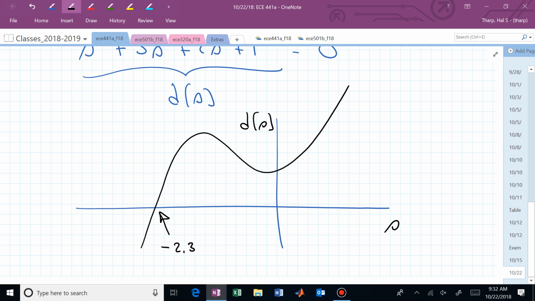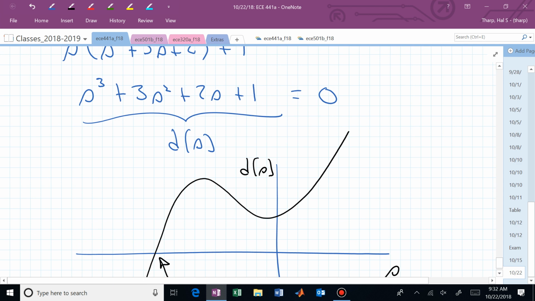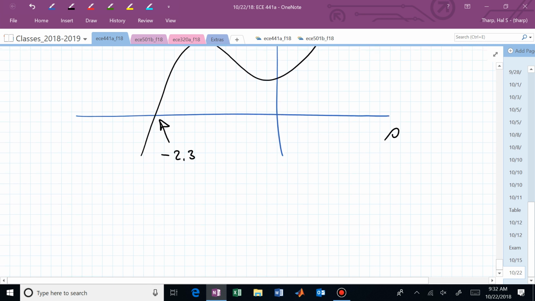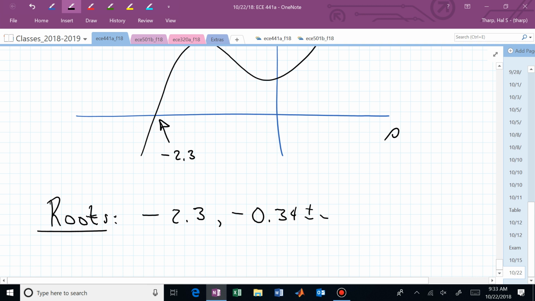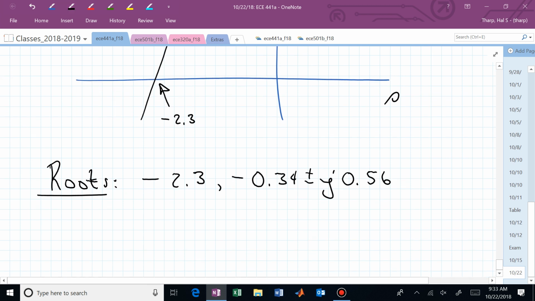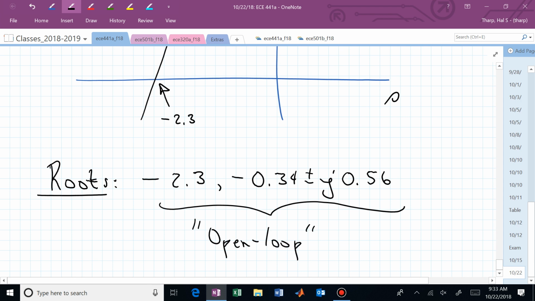So if we have a cubic that has one real root, where are the other roots? They're complex conjugate, aren't they? We have real coefficients, so if we did the roots of that, we would find that in fact we have roots at minus 2.3 and minus 0.34 plus and minus j 0.56. And those are what we are calling our open loop poles.